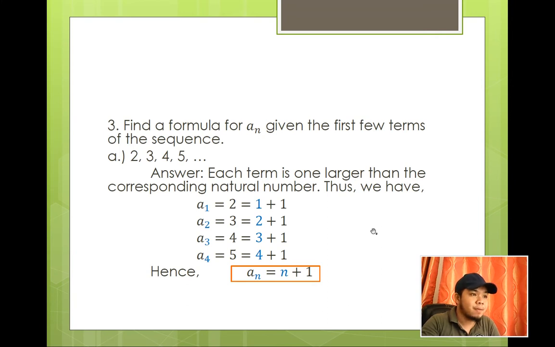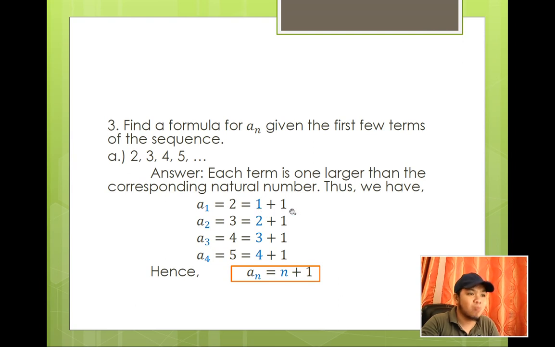Another problem. Find the formula for a sub n given the first few terms of the sequence. Example, 2, 3, 4, 5. So, simple lang naman to. Each term is 1 larger than the corresponding natural number. Therefore, ito magiging sagot natin. a sub 1 is equal to 2. Diba? Ito yung 2. So, simple lang.